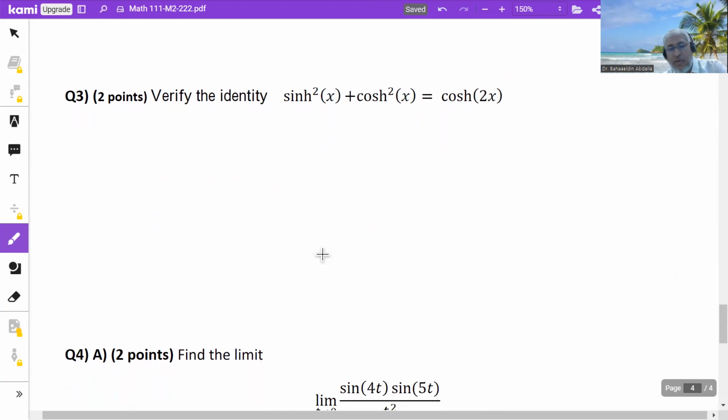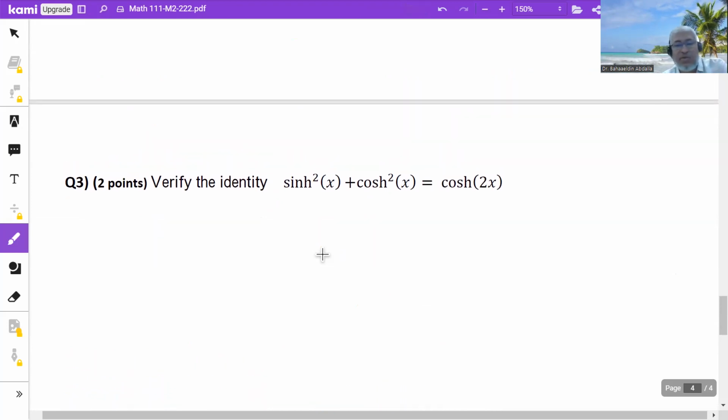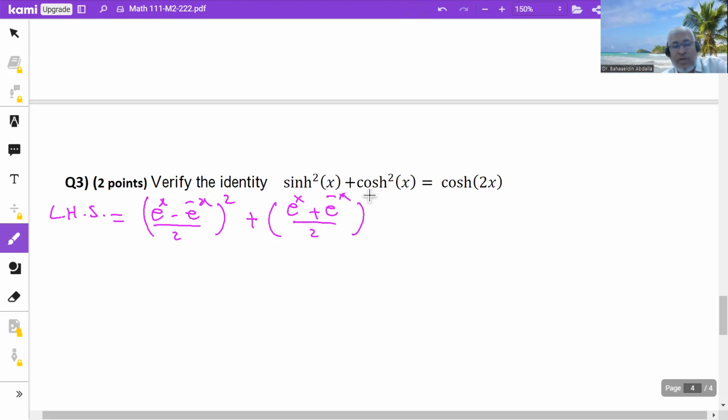Verify the identity. To verify this identity, I need to know the definition of hyperbolic sine and hyperbolic cosine. So the left-hand side: the definition of sinh is e to the power x minus e to the power negative x over 2. That's the definition of hyperbolic sine, squared. So you raise it to the power 2 plus cosh, hyperbolic cosine, which is e to the x plus e to the power negative x over 2, and raise it to the power 2. So you take one side and simplify it until you reach the other side.